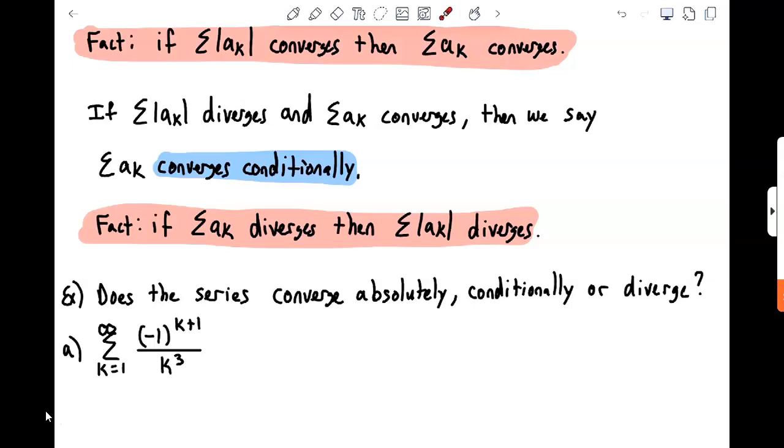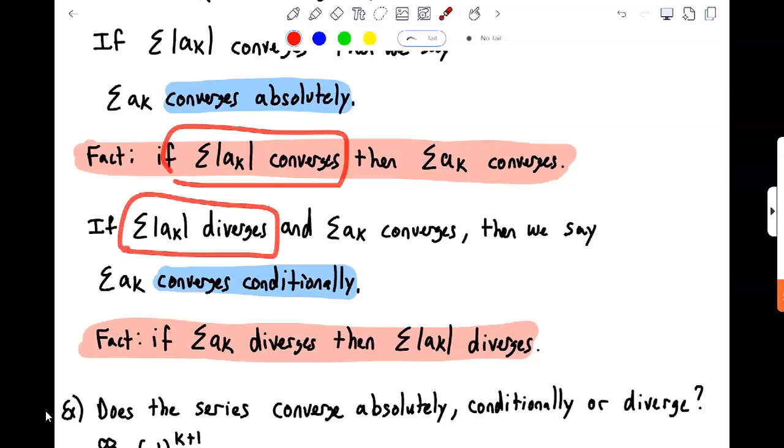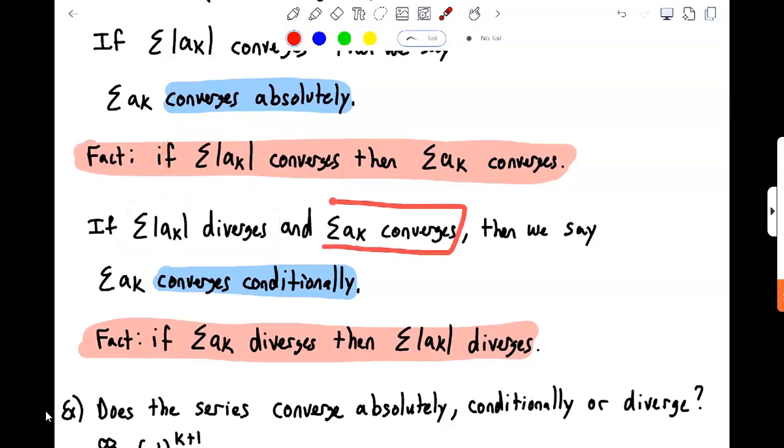You can begin the problem by checking the absolute convergence. Does the series of the absolute values converge? In which case, the other series will also converge, and therefore it converges absolutely. Or maybe this does not happen, and it diverges. Then we just check the alternating series and see if it converges, in which case we would say it's conditionally convergent.